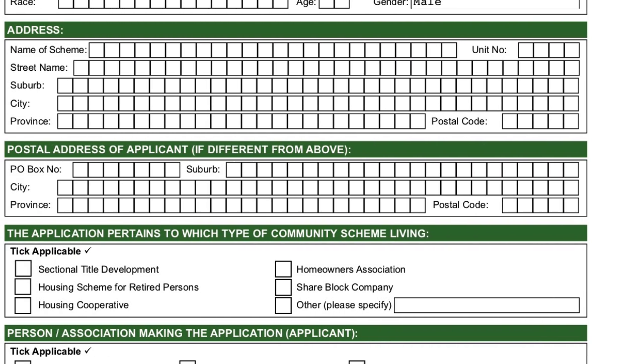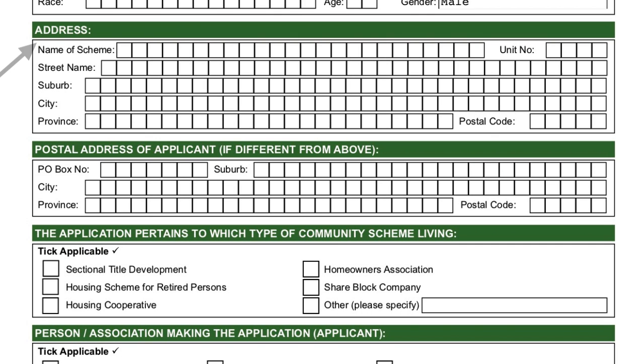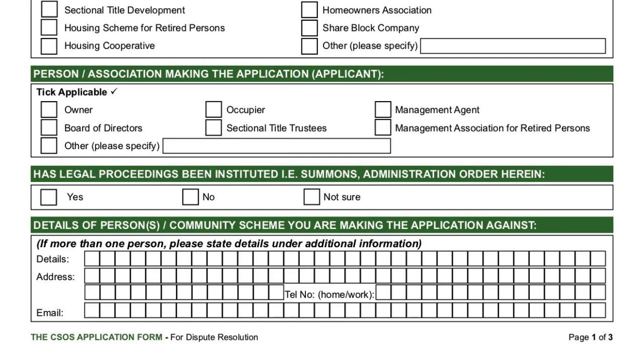The second part of the form requires details of the scheme's address to be filled in, while the third part requires that the applicant furnish the scheme's postal address. The next part of the form requires that you identify the type of scheme on behalf of which you are bringing the application by simply ticking whether the scheme is a sectional title development, a homeowners association, a scheme for retired persons, etc. The next part of the form requires that you identify in which capacity you are bringing the application. Are you an owner, a trustee, the managing agent, etc.?